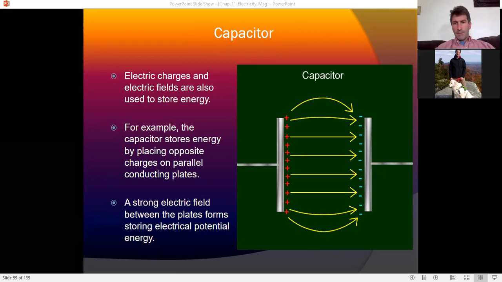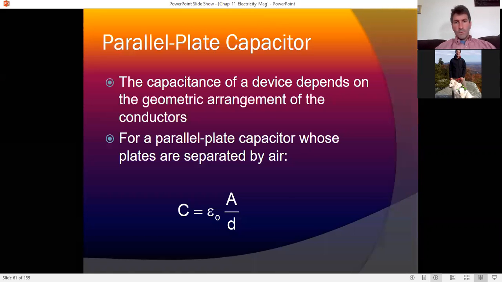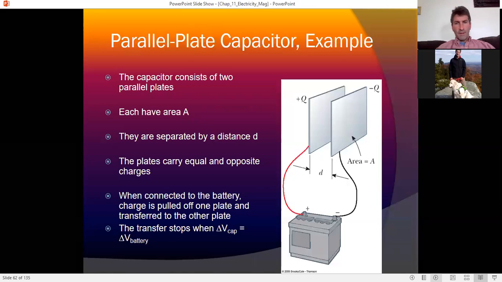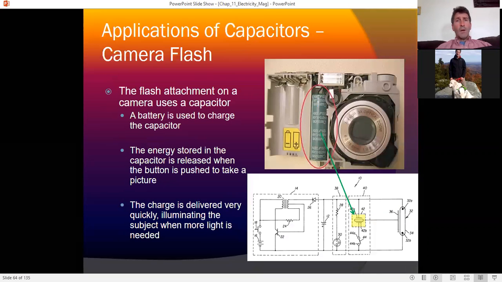Now, what are some examples of where we need a capacitor? I'll skip some of this. Some of the applications where a capacitor is needed is, again, where we need a sudden amount of energy to power something very rapidly.